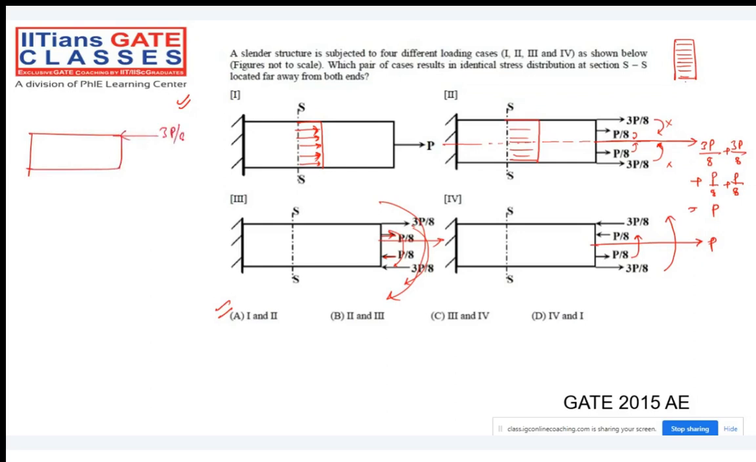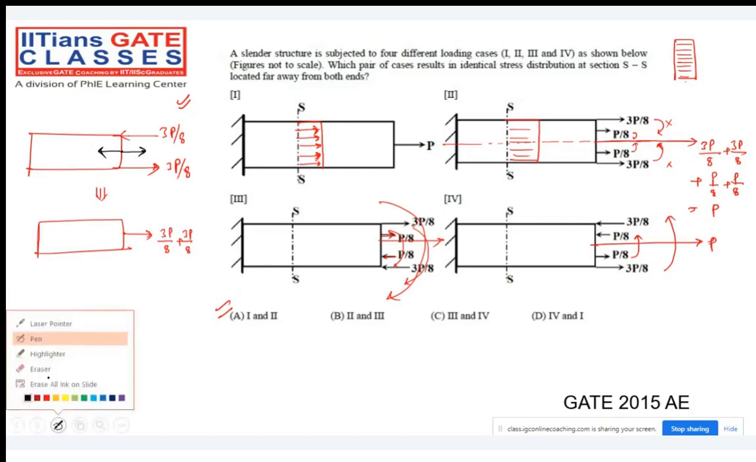3P by 8, this is 3P by 8. If you just transfer the load equivalent diagram to the centroid, so 3P by 8 plus 3P by 8, the load will be acting, plus there will be some moment. This moment and this moment, this one and this one will create the moment. No, there will not be any axial force, you know. There will not be any axial force because they will cancel out.